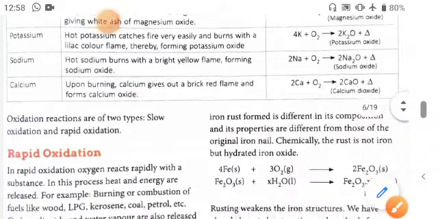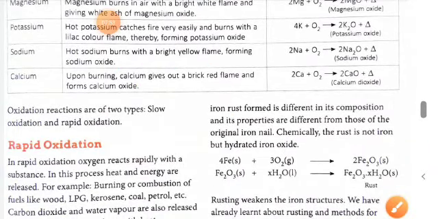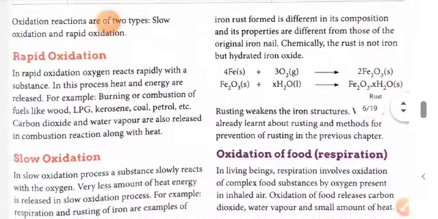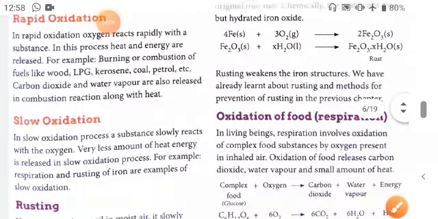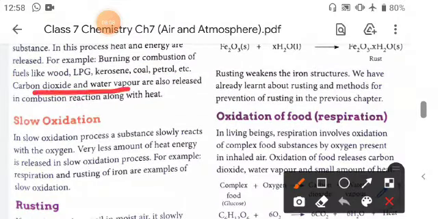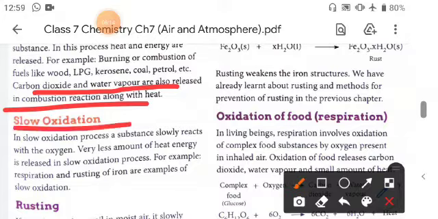Now oxidation reactions are of two types: slow oxidation and rapid oxidation. In rapid oxidation, the reaction is very fast. For example, the burning or combustion of fuels like wood, LPG, kerosene, petrol, etc. Carbon dioxide and water vapor are also released in a combustion reaction along with heat. And in the slow oxidation process, a substance slowly reacts with oxygen and very slowly forms the oxide.